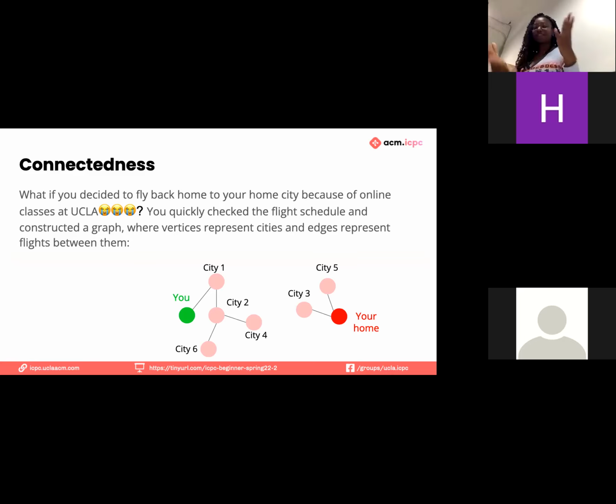So you check the flight schedule. You construct a graph where the vertices represent cities and the edges represent the flights between them, and it looks like this. Are you getting home? No, you're not. Because how are you going to make it home, right? Obviously you cannot. There's no path at all between you and your home city.